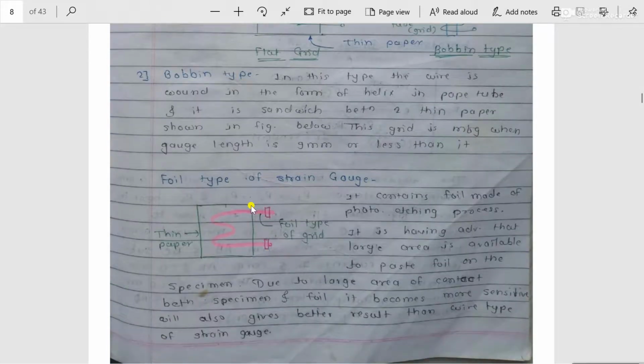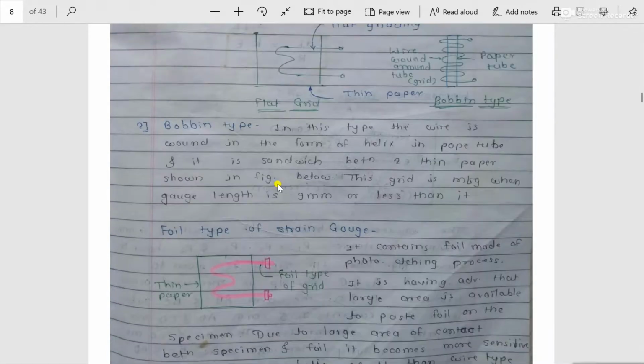But if I have to paste this particular foil on the specimen, a large area is available to paste this foil on the test specimen. And as the large area is available, the maximum area is in contact with the specimen, due to which this foil type of strain gauge becomes more sensitive as compared to the wire type of strain gauges.